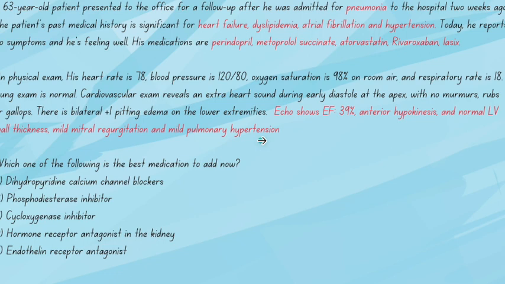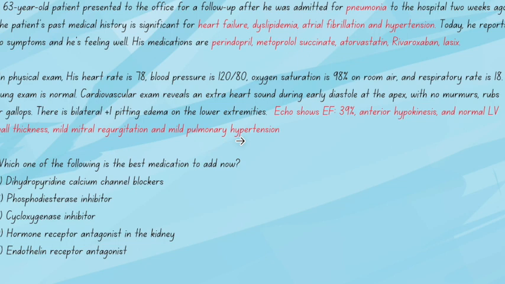mild mitral regurgitation, and mild pulmonary hypertension. Mild mitral regurgitation is something we see in patients with heart failure with reduced ejection fraction because the heart dilates, right? And if the heart dilates, this will create mitral regurgitation and pulmonary hypertension because the blood will back up. The heart is not contracting properly, so the fluid will build up in the heart.